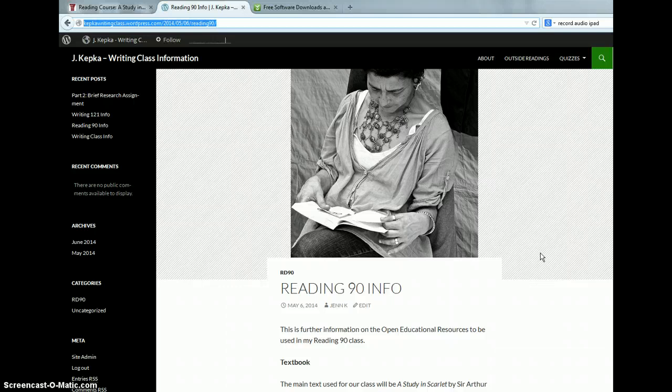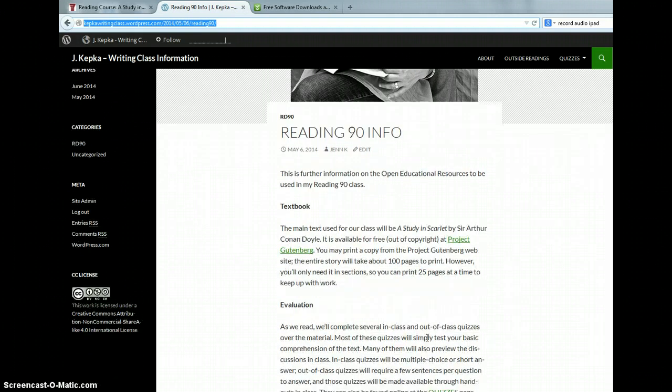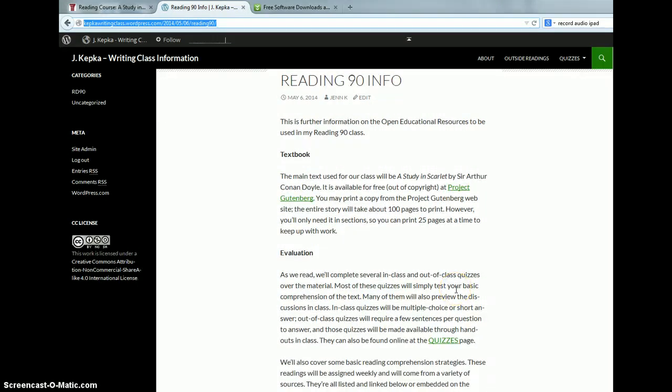So let me take you through the pieces. Like I said, the textbook is A Study in Scarlet, and it's available at Project Gutenberg. And it's about 100 pages long, so students could print it in 4 sessions of 25 pages or however they'd like. And we do about 20 pages a week.